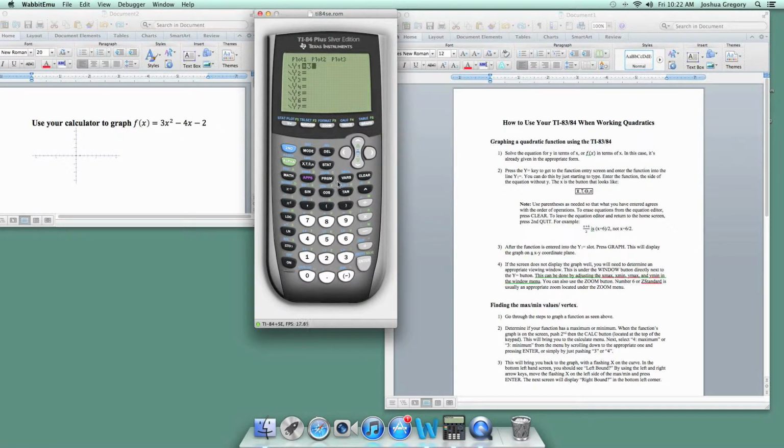We're going to do 3, and our x button is right up here towards the top left, and I actually put this button on your handout. It has an x, a t, a theta, and an n. This is your x button, so go ahead and push that for your x.